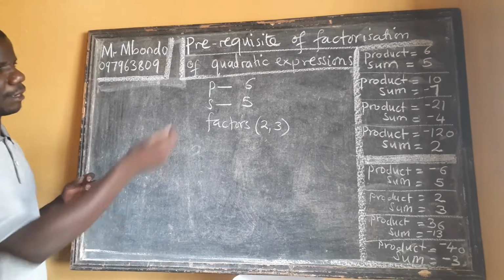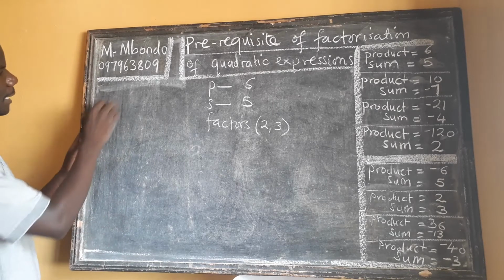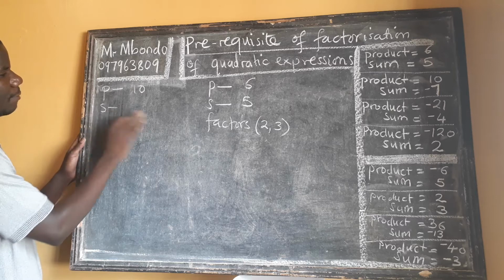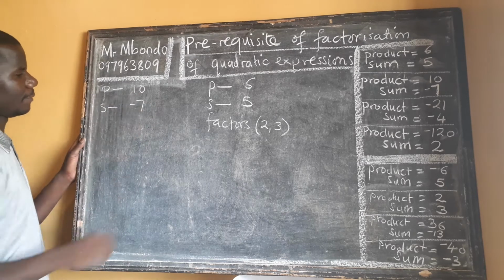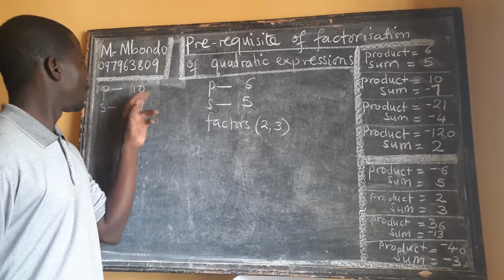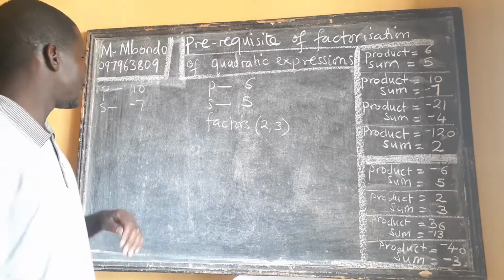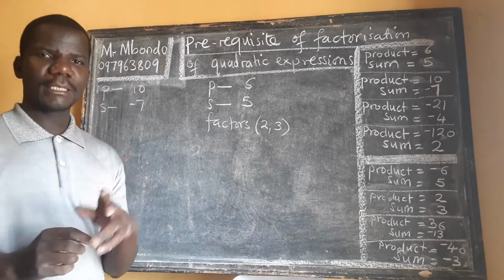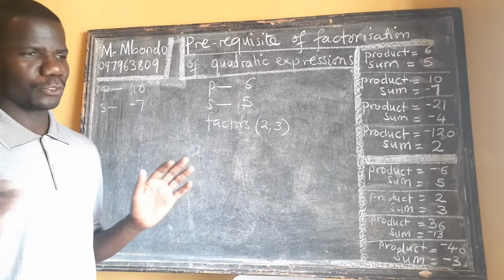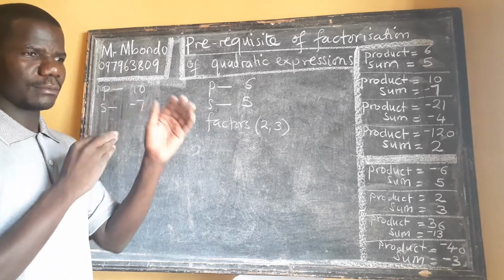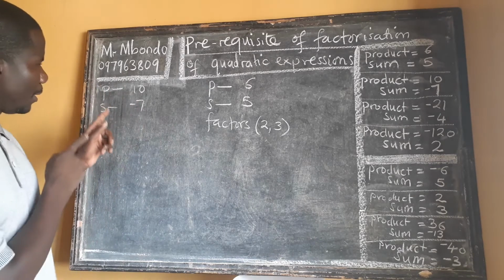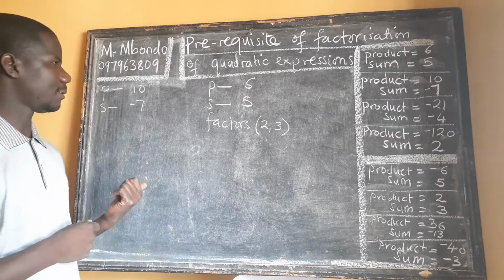Then, we can also look at the second one. The product is 10. The sum is -7. Okay? So what are we saying? We want two factors of 10. When we multiply those two, they must give us 10. When we add them, they should give us negative 7. What are those? Like I said, we need to try out those factors of 10, but we should be mindful of the sign in this case.